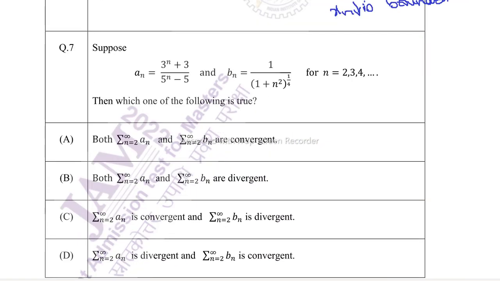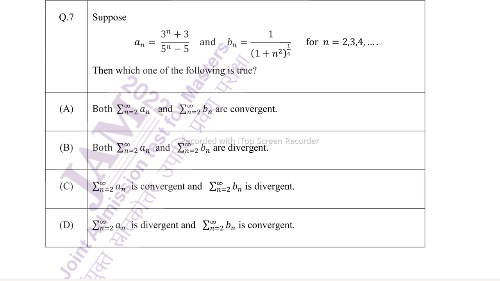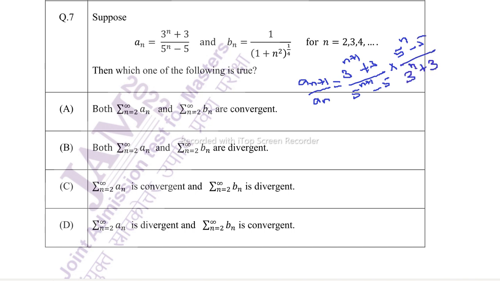Now look at the seventh problem. Suppose we consider these two sequences. Look at the first sequence an equal to this. We have to look at the convergence. Suppose we find an plus 1 by an. So what is this? It's 3 power n plus 1 minus 3 by 5 power n plus 1 minus 5. This is actually plus 3. So this is an plus 1, divided by an, where an is 5 power n minus 5 by 3 power n plus 3.